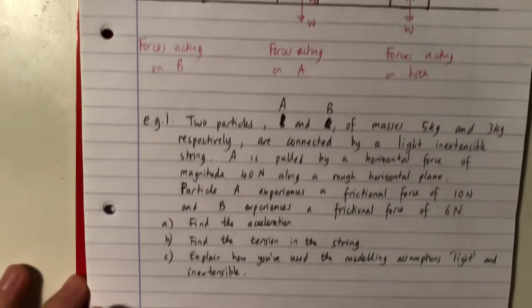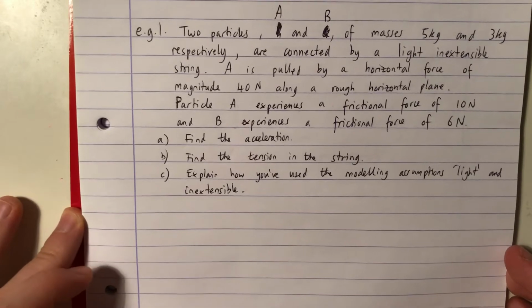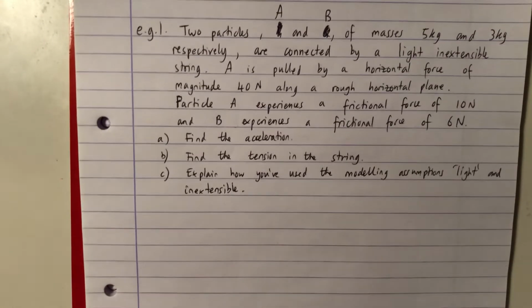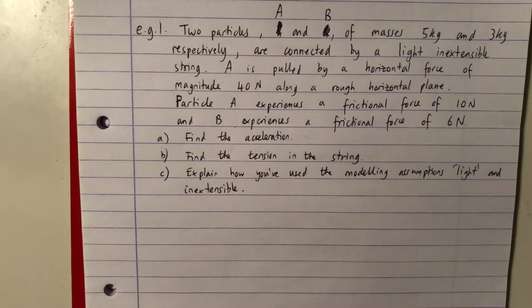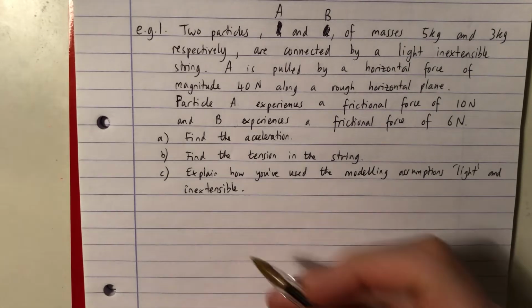Right, easy number one is lots of writing. We'll try and break it down. So we have two particles A and B of masses 5 kilograms and 3 kilograms respectively, connected by a light inextensible string. A is pulled by a horizontal force of magnitude 40 newtons along a rough horizontal plane. So let's draw a sketch for this.